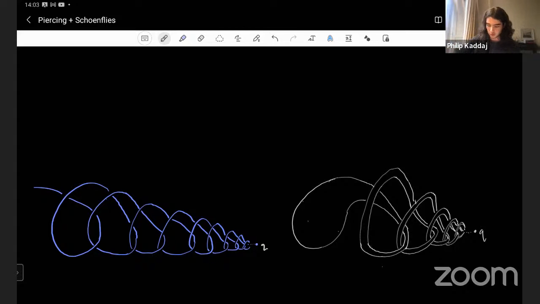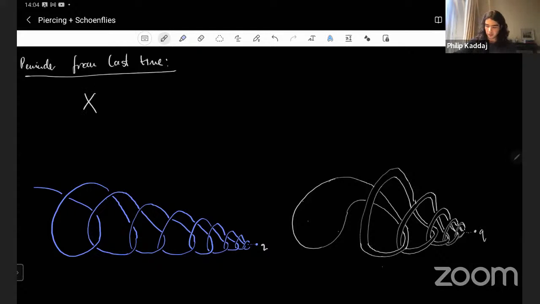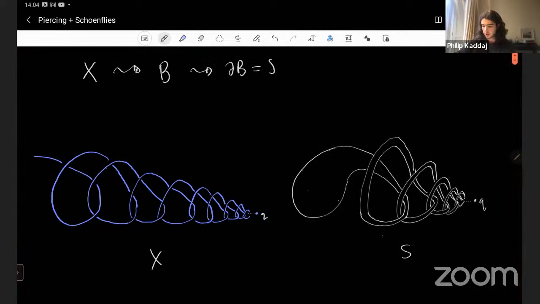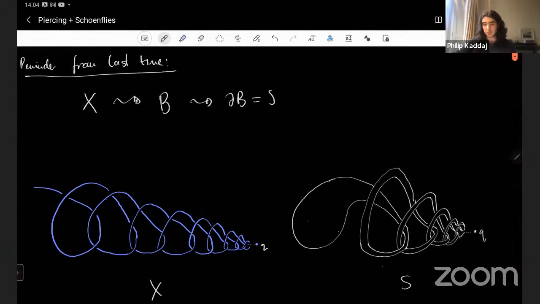Yes. So last time, we considered the Fox-Artin arc X, which was wild in one point, and we took a tubular neighborhood of it, and we got a 3-cell B, and we took its boundary, and that was a sphere S. So this is X, and this is S.